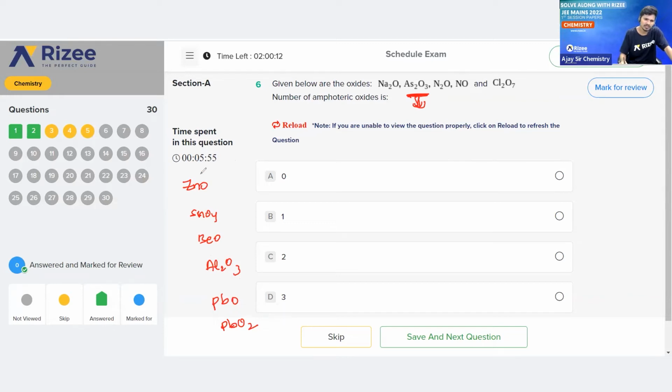See here, in ZnO, Zn has +2 oxidation state. Sn here, what is the oxidation state of Sn? +4, and SnO also present here, Sn having +2 oxidation state. In BeO, beryllium has +2 oxidation state. No need to remember the oxidation state, but I am telling, note it. You just have to remember what the amphoteric oxides are. Aluminum here has +3 oxidation state, and PbO has +2. So all these are amphoteric.